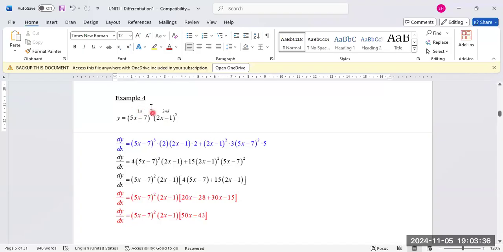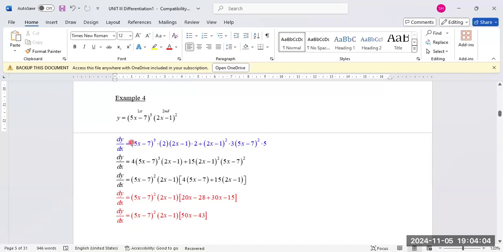Watch this. This 3 is going to be multiplied in front to give it this, see here so. And then I'm going to reduce this 5x minus 7 by 1. So it becomes 5x minus 7 to the second power, see here, 5x minus 7 to the second power. But then now I have to go inside here and multiply by the differential of the 5x minus 7, which is going to be 5. And this is how I get the 5 here. So I finish it off here, right here.